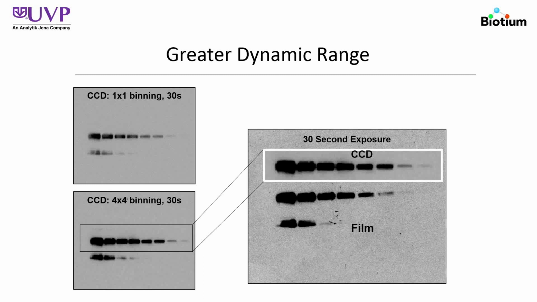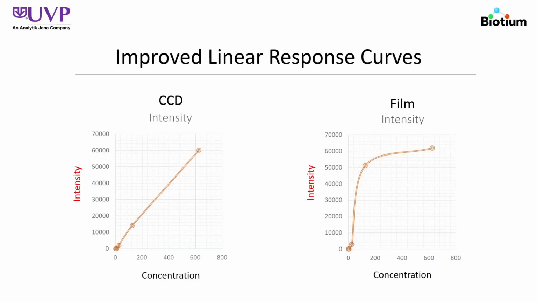Now, to show this in a little less abstract way, this is a real Western blot, and you compare the 1-by-1 binning on CCD at 30 seconds with the more sensitive setting of 4-by-4 binning, 30 seconds, to that of film at 30 seconds. And you can see that the 4-by-4 binning gives you more sensitivity on this dilution series of proteins blotted and identified with chemiluminescent protein blotting techniques.